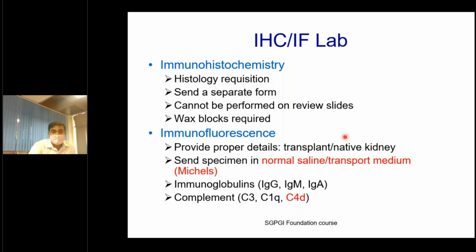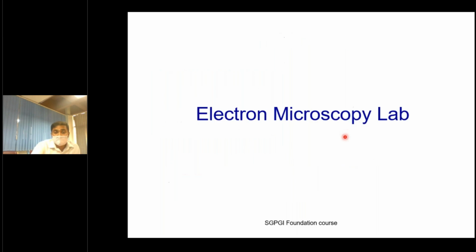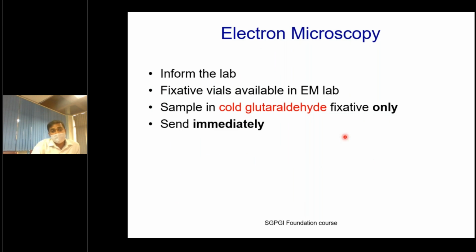For immunofluorescence, requests especially come from the Department of Nephrology, for transplant and native kidney. Please give proper labeling and send the specimen in normal saline or a transport medium, and mark what investigations are required. Most commonly IgG, IgM and IgA are requested, including the complements. Then we have the electron microscopy lab also. Here the sample needs to be sent in a cold glutaraldehyde fixative only, and you should inform the lab because the container needs to be obtained from the electron microscopy lab. Send the sample as early as possible after collection.